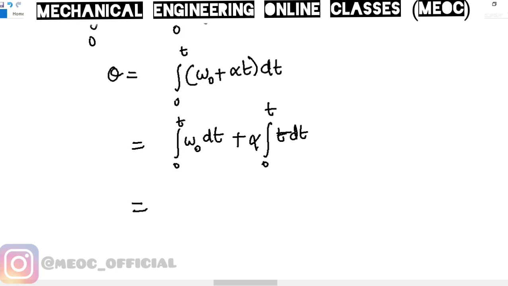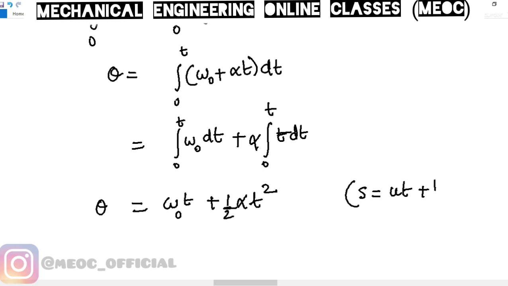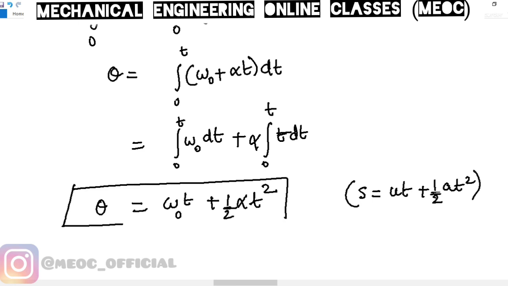This can be written as omega naught is also a constant, initial angular velocity is constant. So omega naught integral dt is t, 0 to t it is. So it is omega naught t plus alpha into t square by 2. So it is half alpha t square. So this is just similar to our linear expression s is equal to ut plus half at square. Just like that we got this, all for the angular motion. This is the second outcome.